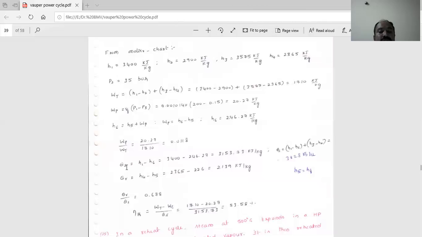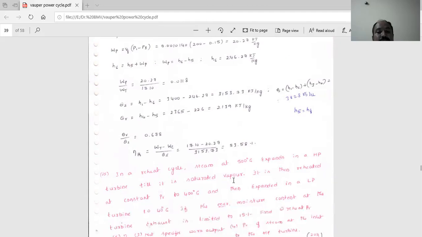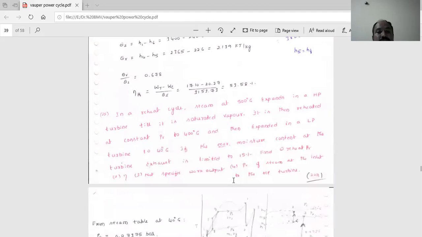Then heat supplied QS is equal to H1 minus H6. It becomes 3153.73 kilojoules per kg. Heat rejected QR is equal to H4 minus H5. It becomes 2139 kilojoules per kg. The ratio of heat rejected to the heat supplied is equal to 0.678. Then thermal efficiency is equal to WT minus WP divided by heat supplied. That is 1710 minus 20.27 divided by 3153.73. It becomes thermal efficiency equal to 53.58%. Okay, this is all about the problems on the reheat cycle when it becomes wet condition.